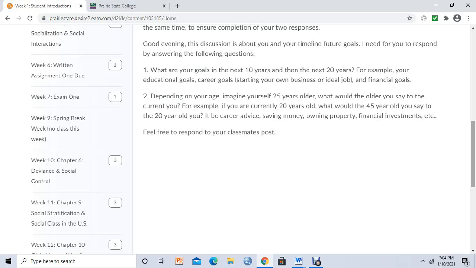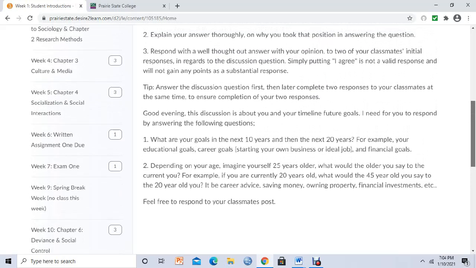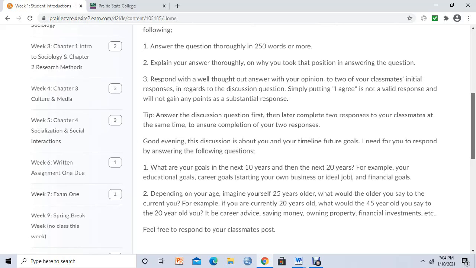So give yourself some advice and just kind of write about it. You can just write about it. I want to see what y'all, and feel free to respond to your classmates' posts. Something positive. Don't say nothing negative. No, you ain't going to make it. You going to be this. You going to be that. Nah. Give me some positive stuff, okay? So that's for the first week. Any questions, feel free to email me.